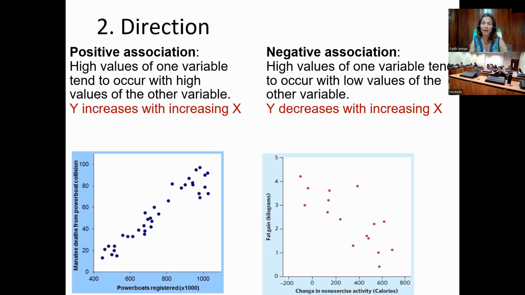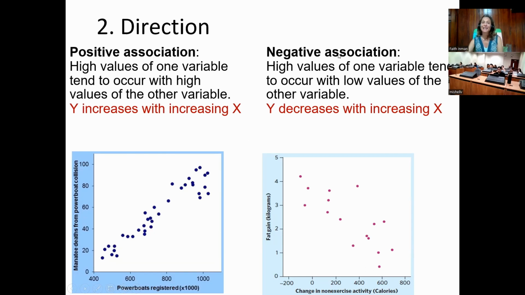The second thing you look at in the scatter plots when you're thinking about the overall pattern of the relationship and how to interpret it is the direction. Really simple. Is it positive or negative? The positive association is when you see the line going up towards the right. It means high values of your X variable tend to occur with high values of your Y variable. Y increases with increasing X.